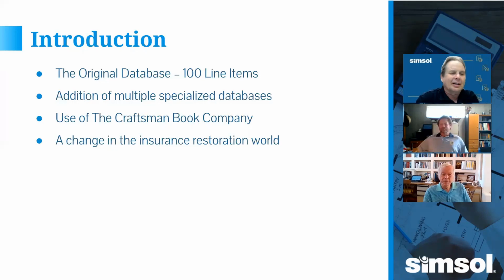I wanted to get a brief introduction, just for those that don't know how we started and where we came from. It was back before WYOs. It was back when NFIP was the only flood insurance, and our original database had basically 100 items in it. It was about 1989. Simultaneous Solutions was founded on the initial release of a program we called the Adjuster. The company quickly became known as Simsol Software.